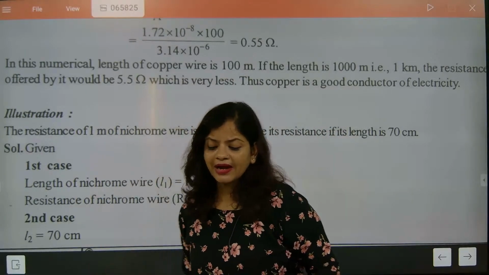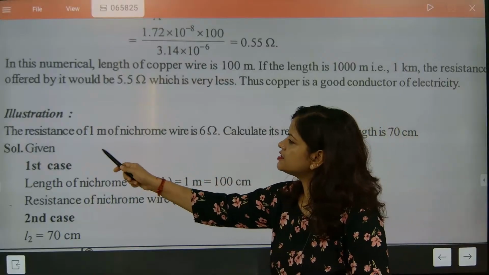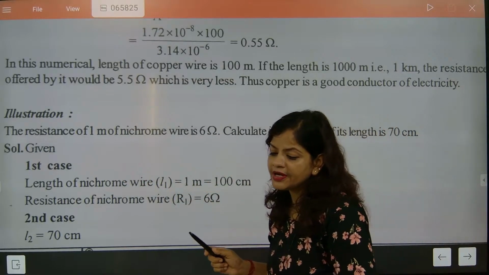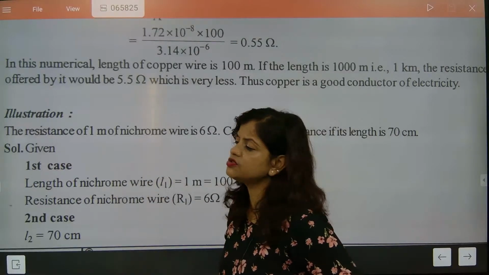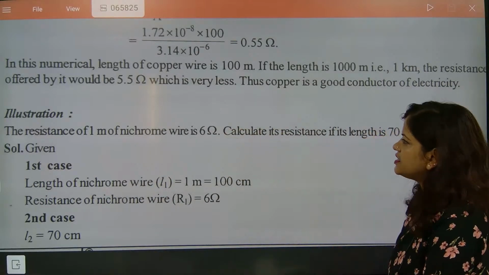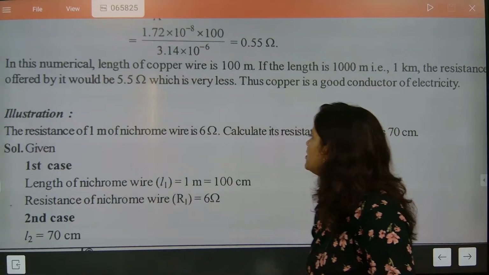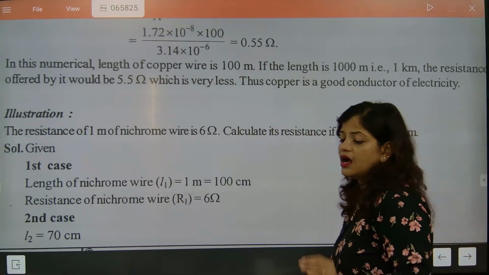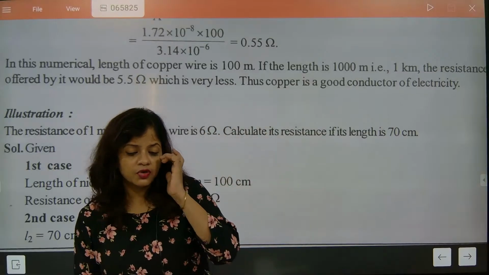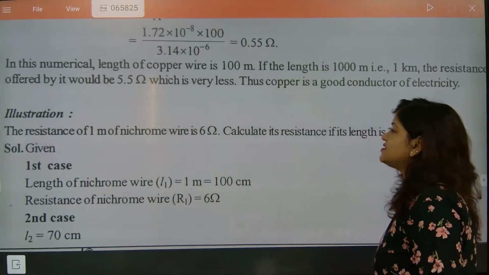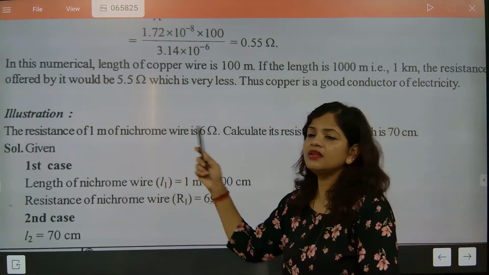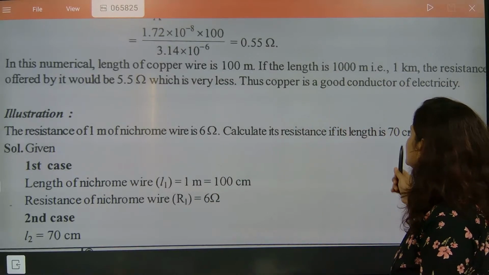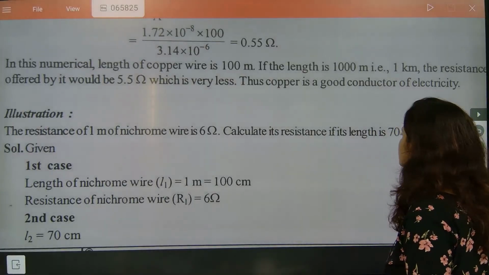Now quickly get back to the work, please. The resistance of 1 meter of nichrome wire is 6 ohm. How much is it? 6 ohm. Come on children, start solving. So 6 ohm is the resistance given, the length given is 1 meter. Calculate its resistance if its length is 70 centimeter. They are asking you. So look here. First they have given 1 meter, resistance 6 ohm. Then they have given 70. So how do we handle this question?